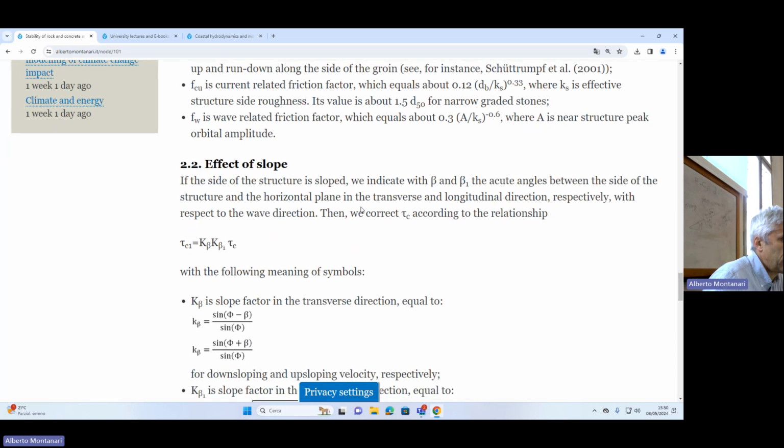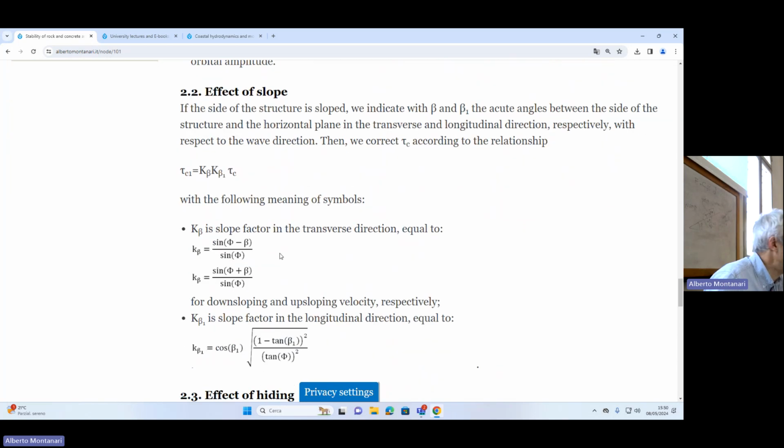Now, we have to take into account the effect of slope, and there are two factors. No need that you learn them by memory. You just need to learn that the constant given by Shields, 0.047, is modified depending on the slope of the side of the structure, because the Shields experiments have been made with respect to a flat bottom, a flat flume. It was not really flat, but close to being flat.